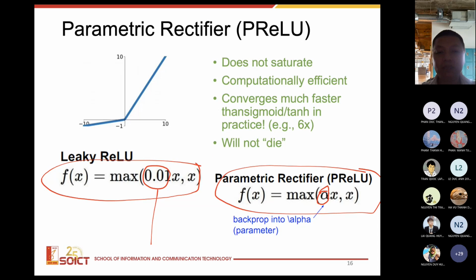Okay, and it has the advantages of the ReLU function. It's not saturated. It is computationally efficient. It also converges much faster than sigmoid, and it will not die. Somehow the computation for this costs more than for the Leaky ReLU and the ReLU function.